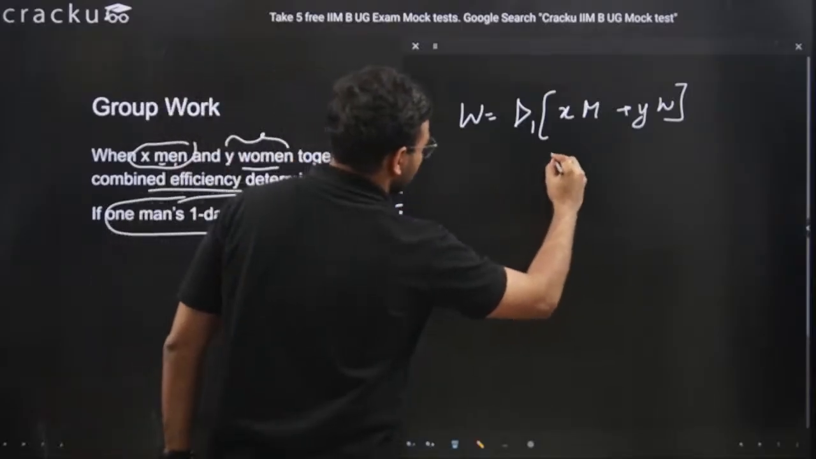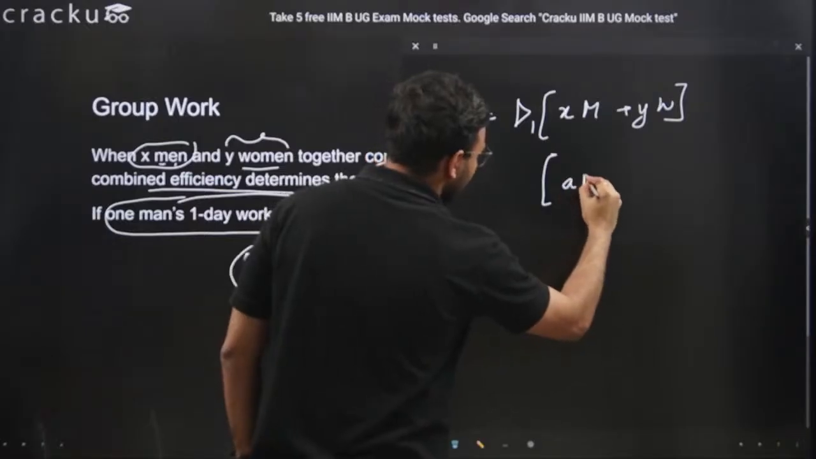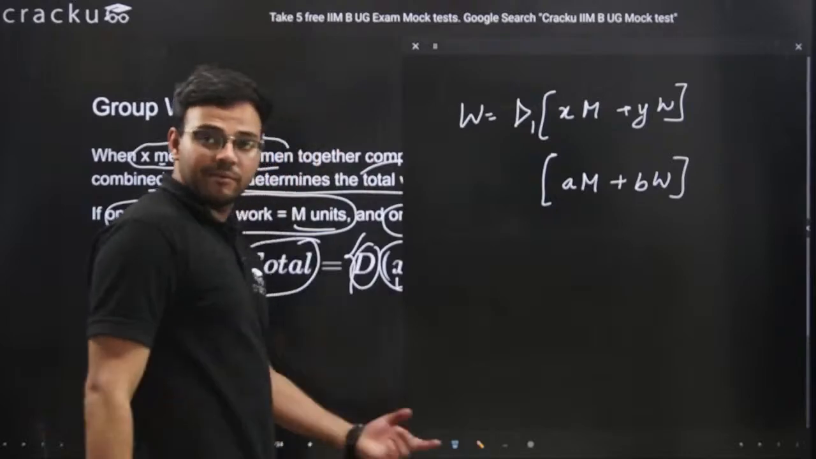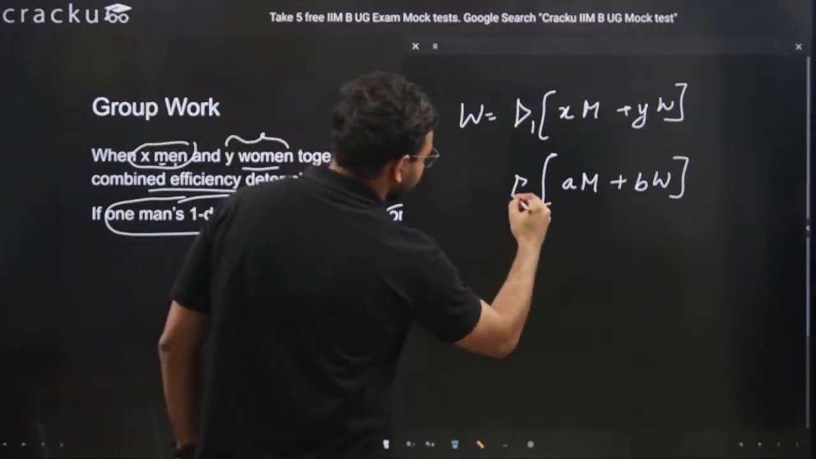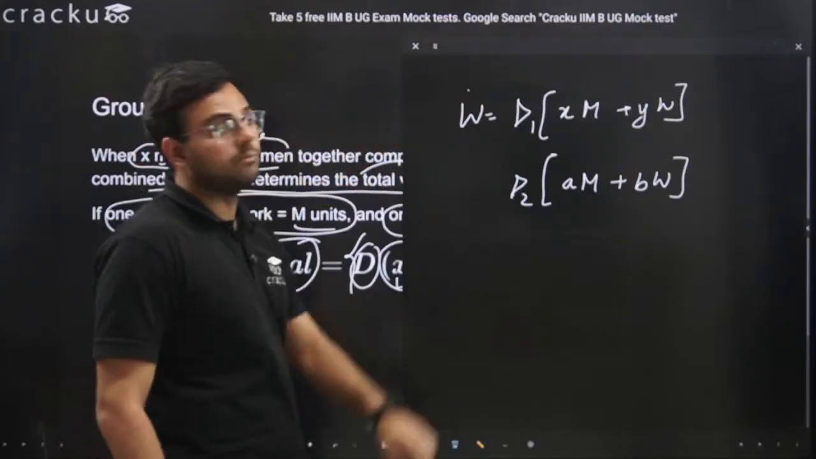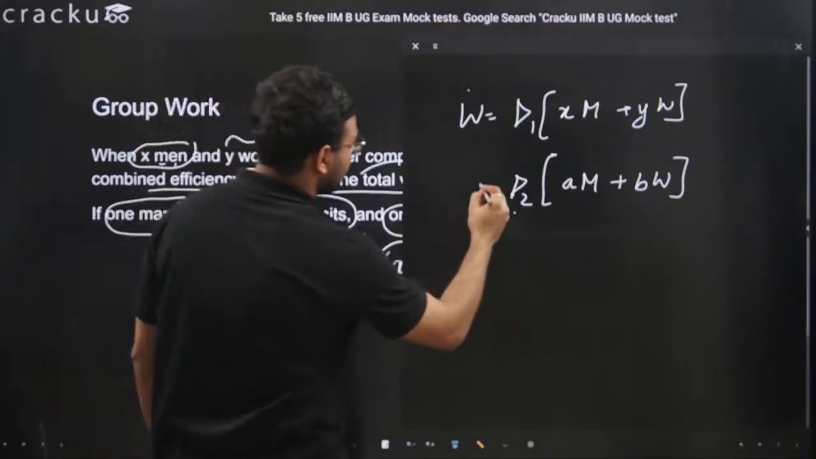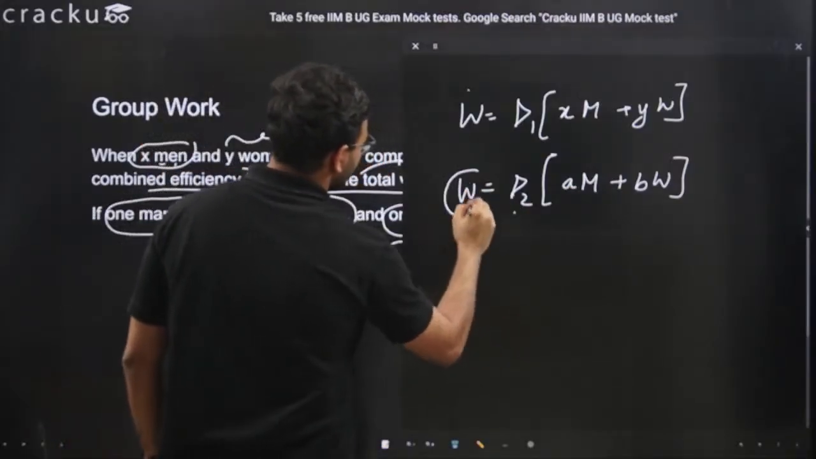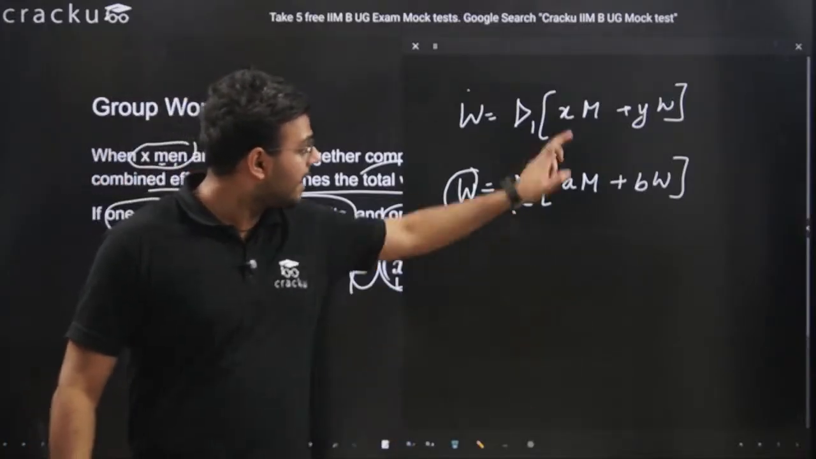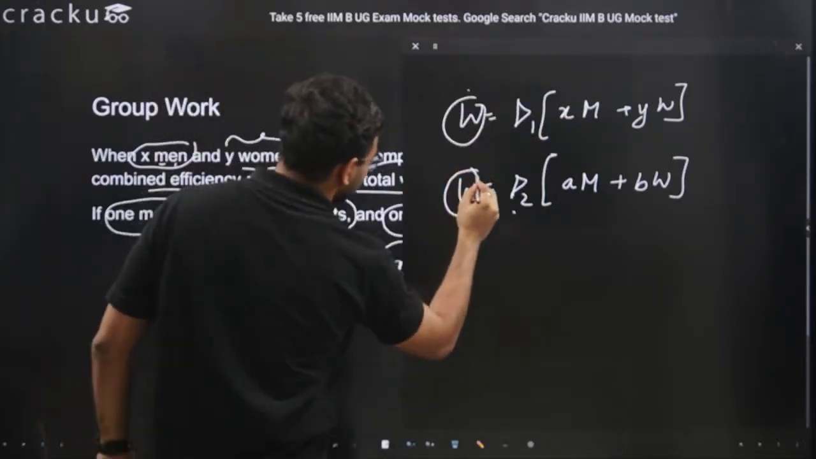Now there is another group of, let's say, A men and B women, who are taking, let's say, D2 days. X men and Y women are taking D1 days to complete this piece of work W. A men and B women are taking D2 days to complete this work W. Now you can clearly see both of them are doing the same work.